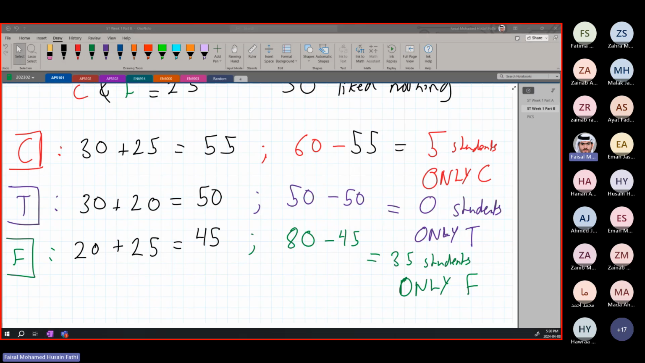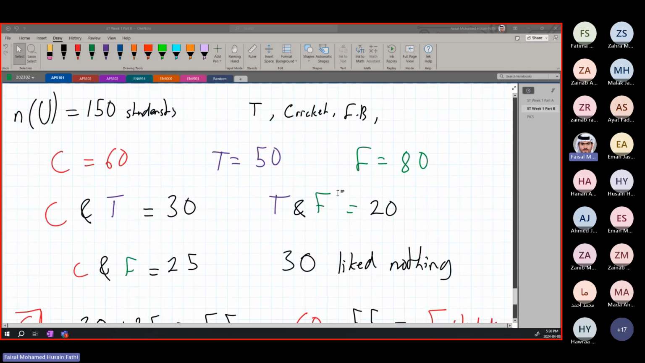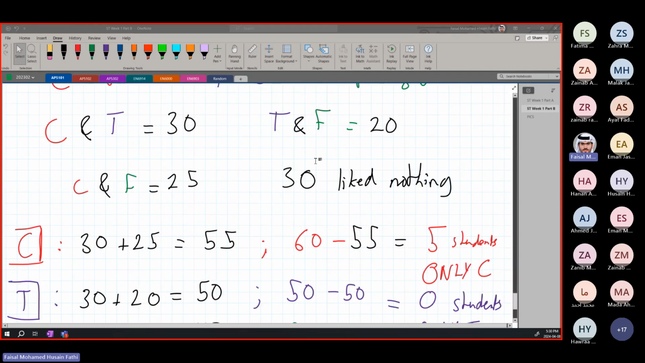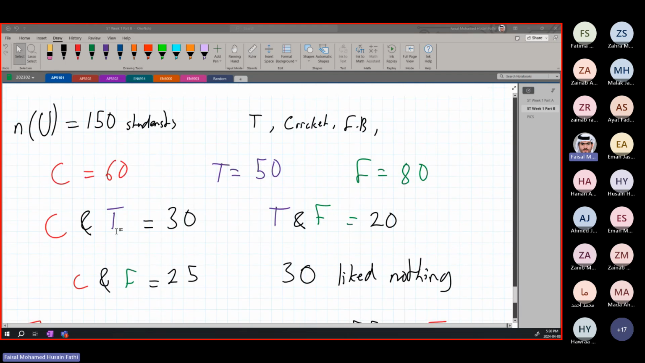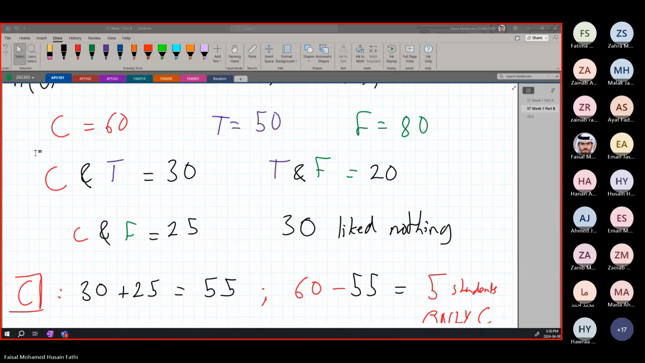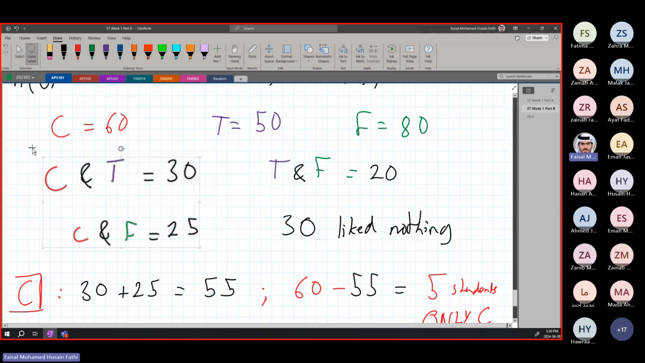However, we need to find the number of students that like everything. How can we do that? So we know that we have cricket and tennis, 30, and 25 that are cricket and football. Let me just take all of these and bring them down with me.